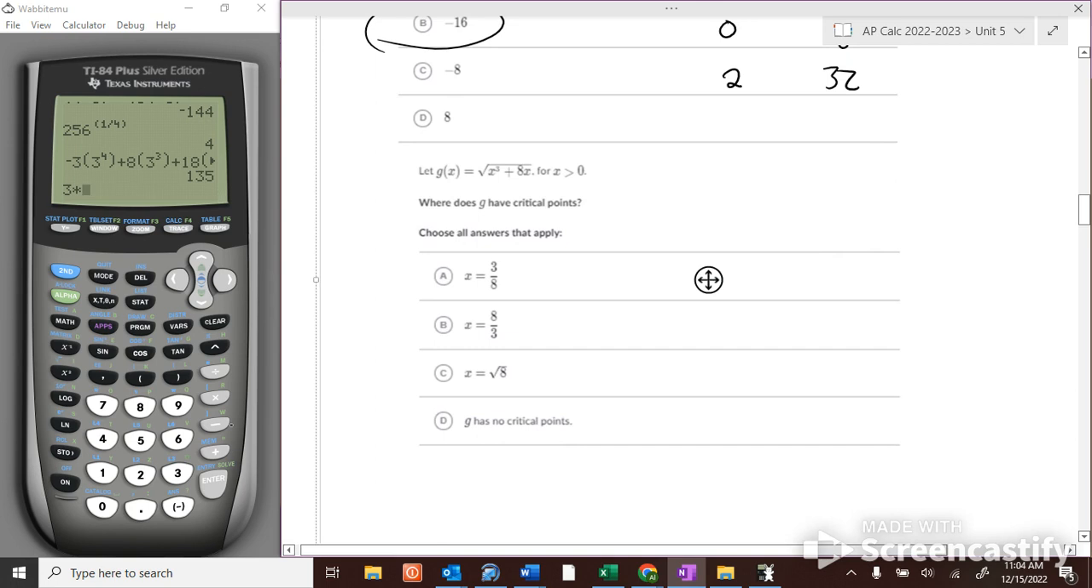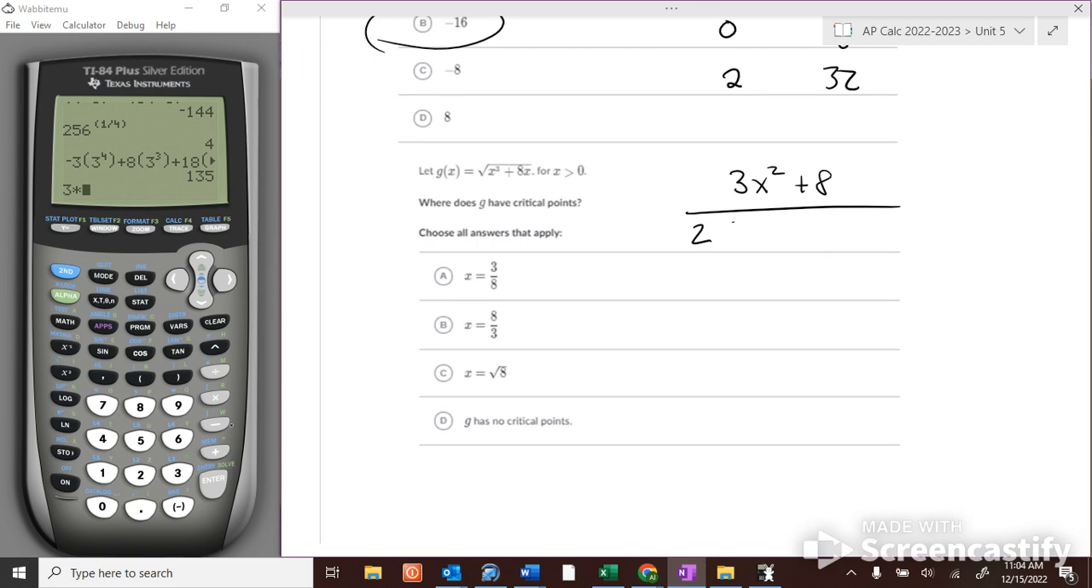Does this function have critical points? We'll have to find out. What's the first derivative of it? Well, the first derivative of it would be 3x squared plus 8 over 2 times the square root of x cubed plus 8x. Okay, how do we get that? Well, it's 1/2, because this is x cubed plus 8x to the 1/2 power, so it's 1/2 times that to the -1/2, which is that, and then times the first derivative of the inside, which is that.